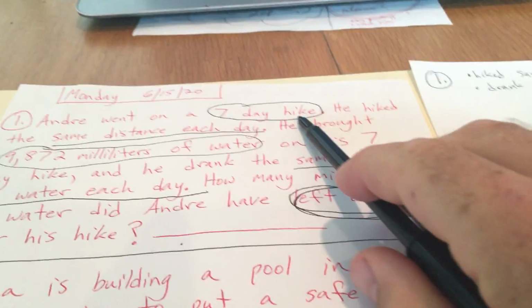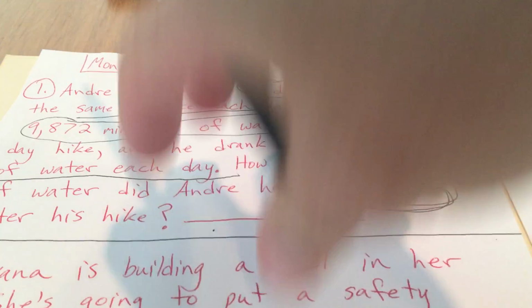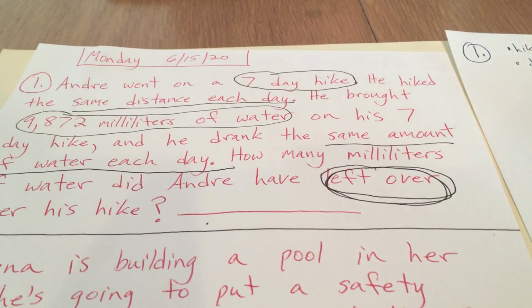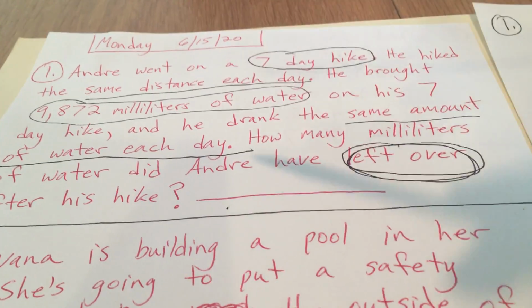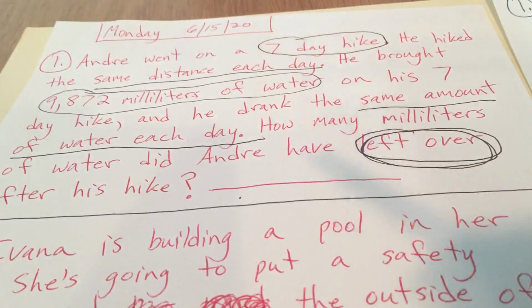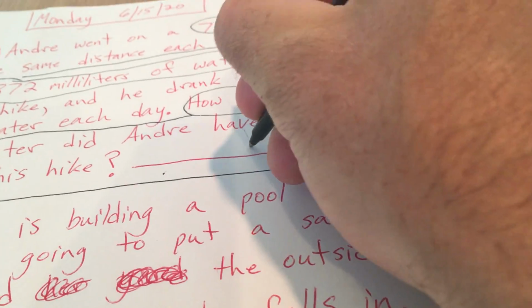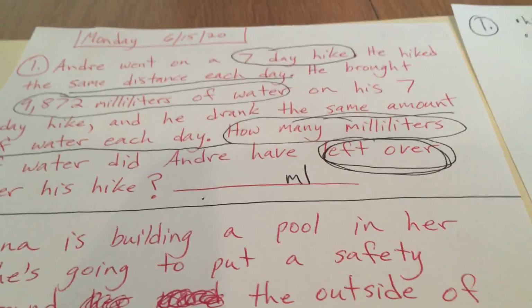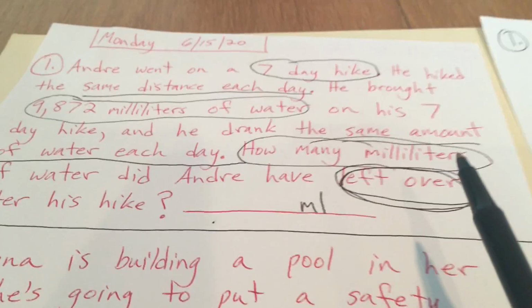We are going to make 7 equal groups to find out how many milliliters of water he drank on those 7 days. But that's not what the question is asking. It's not saying how much did he drink each day. It's asking how many milliliters. So our answer, it says how many milliliters. Our answer has to be in milliliters. So I'm going to go ahead and put that there now. How many milliliters of water did he have left over after his hike?